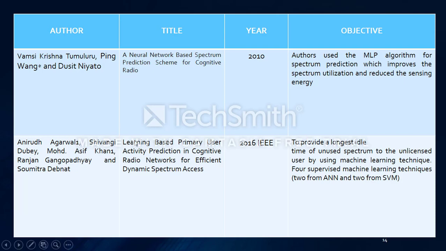Second one is learning based primary user activity prediction in cognitive radio network for efficient dynamic spectrum access. The authors are Anirudh Agarwal, Shivangi Dubey, Mohammad Asif Khan, Ranjan Gangopadhyay, and Sumitra, published in 2016, to provide an ideal slot, time, or unused spectrum to the unlicensed user by using machine learning techniques. Four supervised machine learning techniques, two from artificial neural network and two from support vector machine.